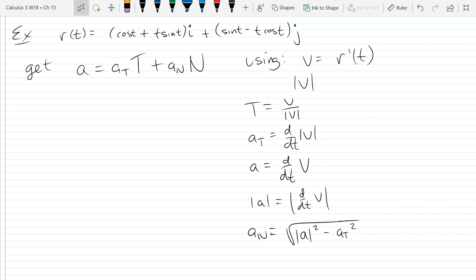Super easy. I have my product. No? When you find the magnitude, you'll be looking at hopefully some trig identities.